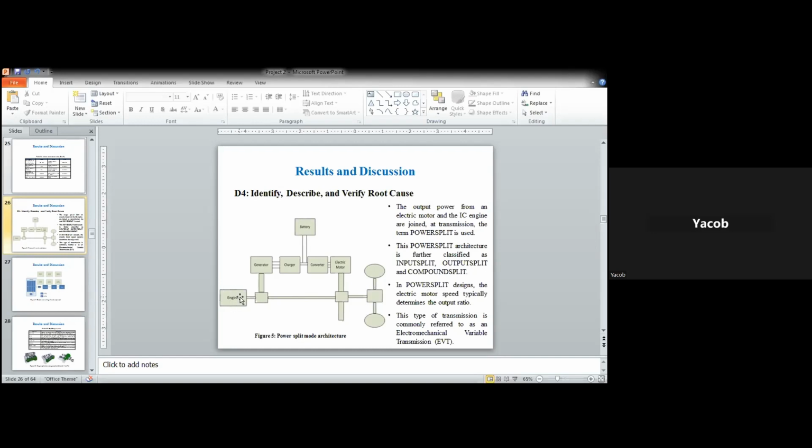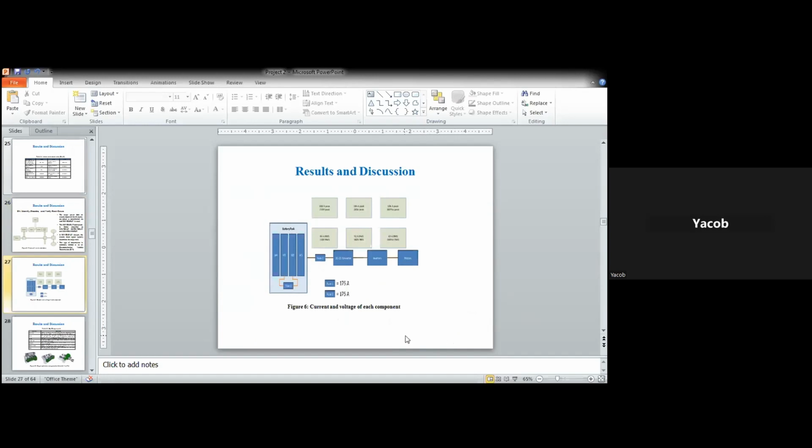We have the engine, the IC engine. We have the generator, charger. We have the battery, the charger, the converter, and the electric motors to drive the wheels. Most of the time, these hybrid cars work in power split mode. This power split can be input split or output split. This type of transmission is commonly referred to as an electromechanical variable transmission. The current and voltage of each component on the electrical part can be given. In this case, we have the battery pack, then we have the fuses for safety reasons.